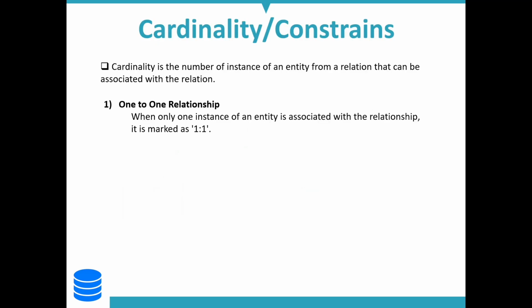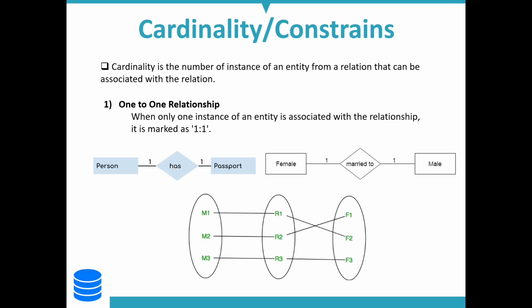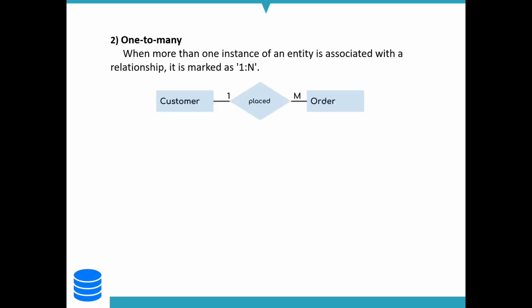Okay, here you have constraints. Here we discuss cardinality, which is the number of instances of an entity from a relation that can be associated with the relationship. One-to-one relationship: a female married to a male is a one-to-one relationship. The next one is one-to-many. Here a customer places more than one order on an online purchase portal. This is the concept of one-to-many.